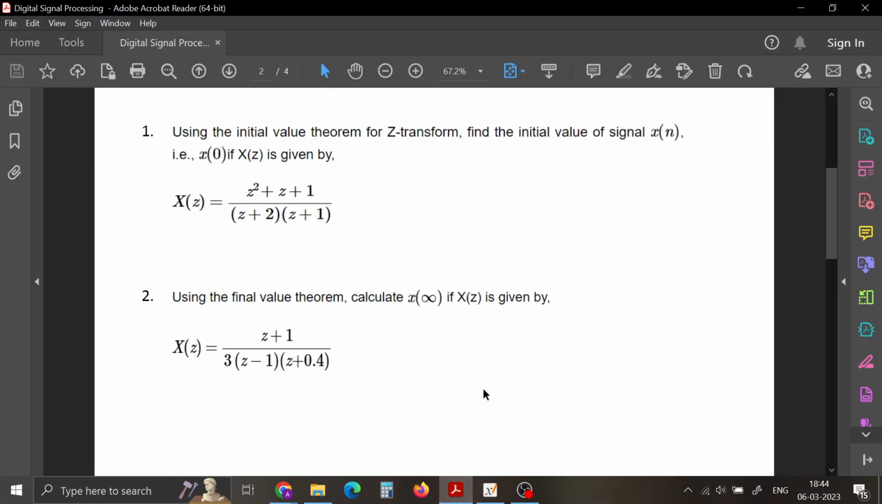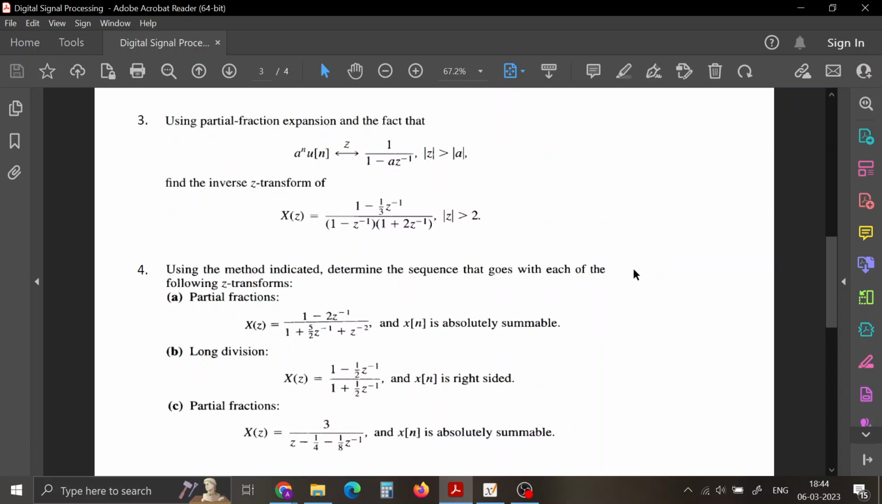All right. So we are done with the first question and the second question, and now let's move to the third question. The third question is again based on the concept of finding the inverse Z transform using partial fraction expansion method, and we have been given this very famous formula. This relation between the time domain sequence a power n u of n and its Z transform, which is given by 1 divided by 1 minus a Z inverse with the ROC as mod Z greater than mod a.